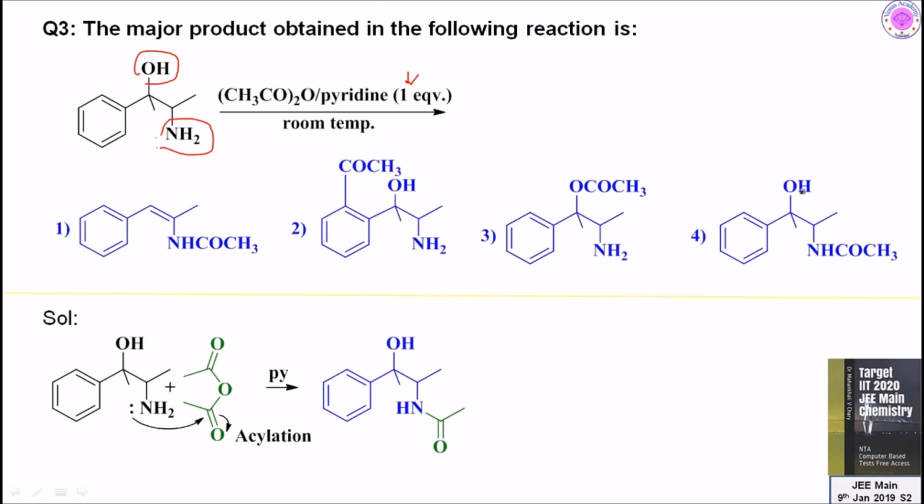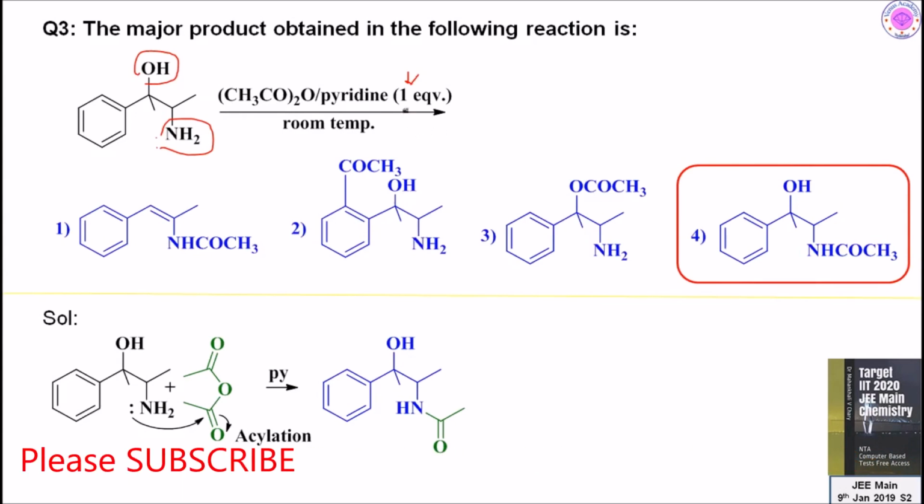So the product is going to be this, friends, that is the fourth product. What is it? Acyl amide. The acyl amide will be formed since we are using only one equivalent. If I use two equivalents, this O also undergoes acylation to give OAc, but we are using only one equivalent, so it gives only the amide of the amine.